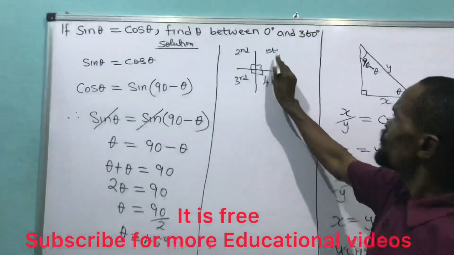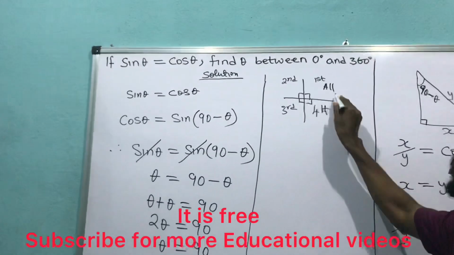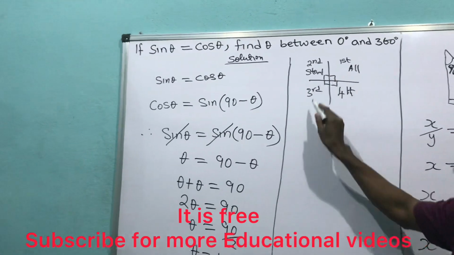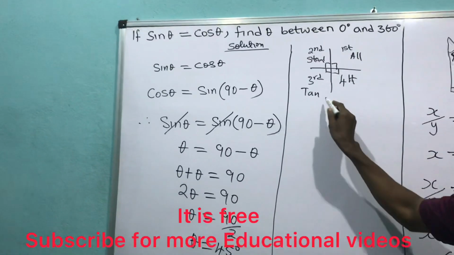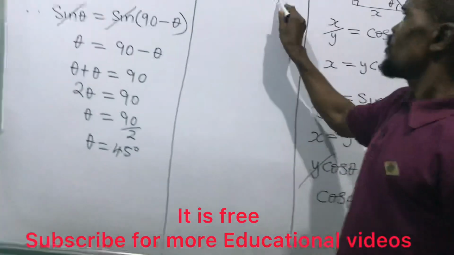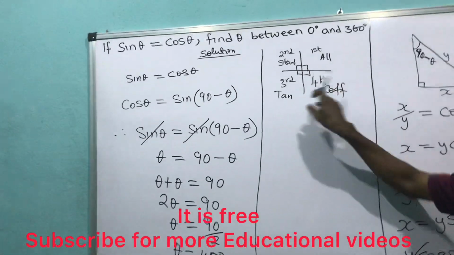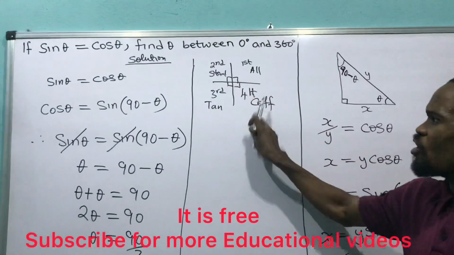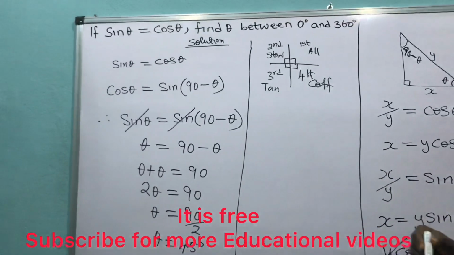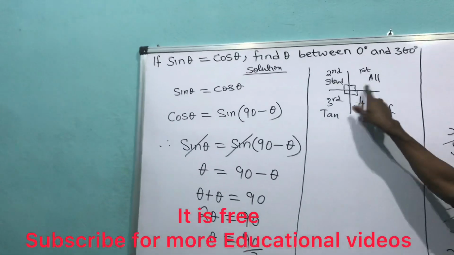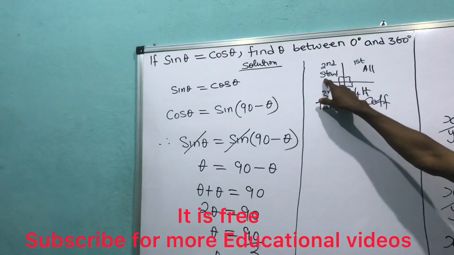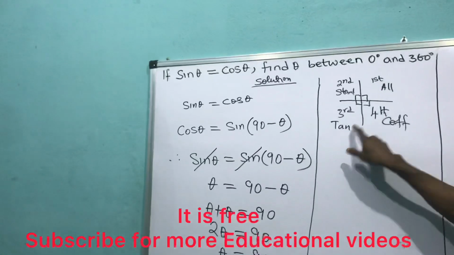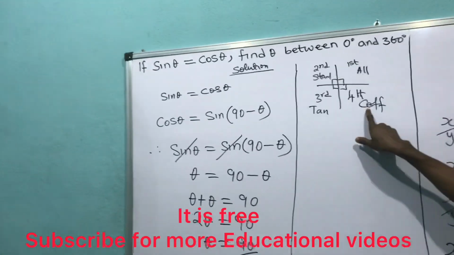Then now, in the first quadrant, all are positive. The second quadrant is sine. I said All Sine Tan Cos. What do you mean? It means that in the first quadrant, all are positive. In the second quadrant, only sine is positive. In the third quadrant, tan is the only one that is positive. In the fourth quadrant, it is only cos.